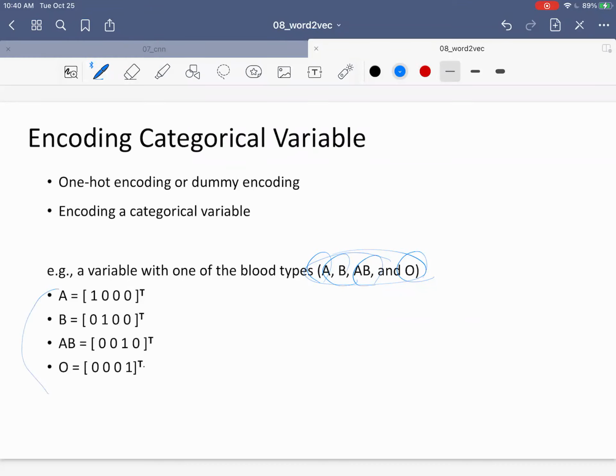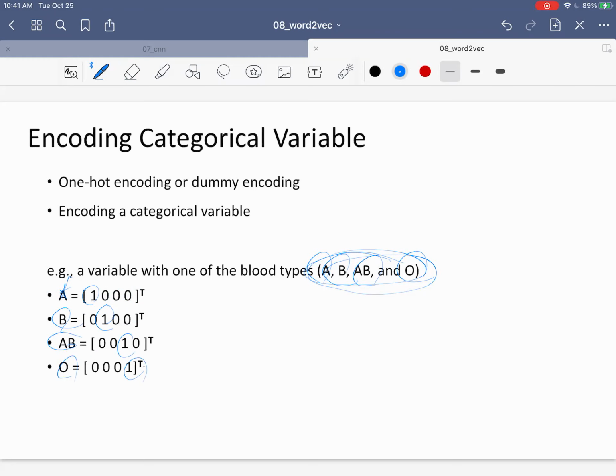We can do it like this. Typically, we can use something called a one-hot vector. So A can be 1, 0, 0, 0. B can be 0, 1, 0, 0. AB can be 0, 0, 1, 0. O can be 0, 0, 0, 1. Because there are 4 concepts in the entire set, the size of the vocabulary is 4, so we need a 4-dimensional vector, and each dimension will represent a single concept. The first dimension represents A, the second dimension represents B, third AB, fourth O.